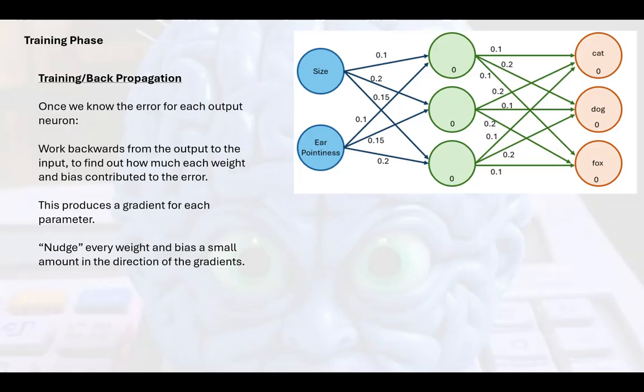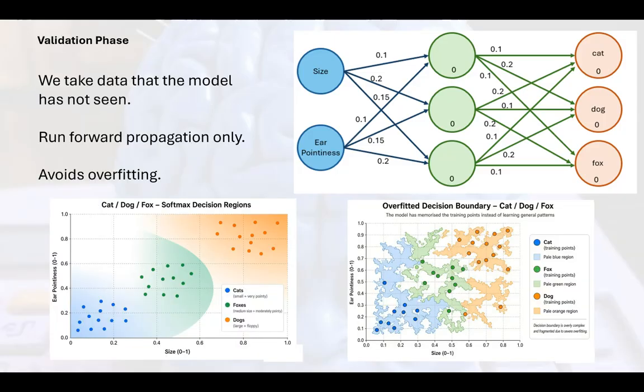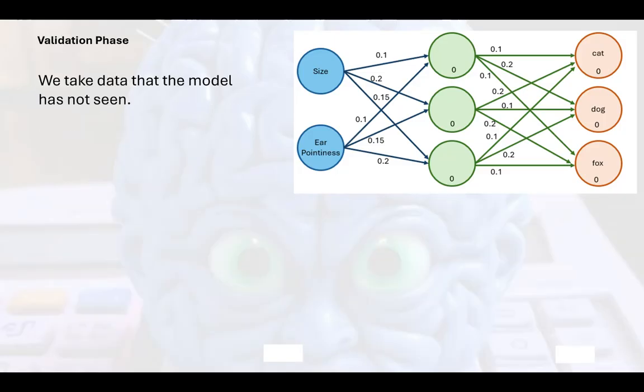We don't necessarily do this one image at a time. We might go through a batch of images at once, but we do go through the training data many times, and each of those passes is called an epoch. So we've done this a whole bunch of times using our training data. We are now ready to see how well our neural network can do its job. Next, we enter the validation phase. We take data that the model has not seen before. We put it in and we do just the forward propagation phase to tell us an overall error.